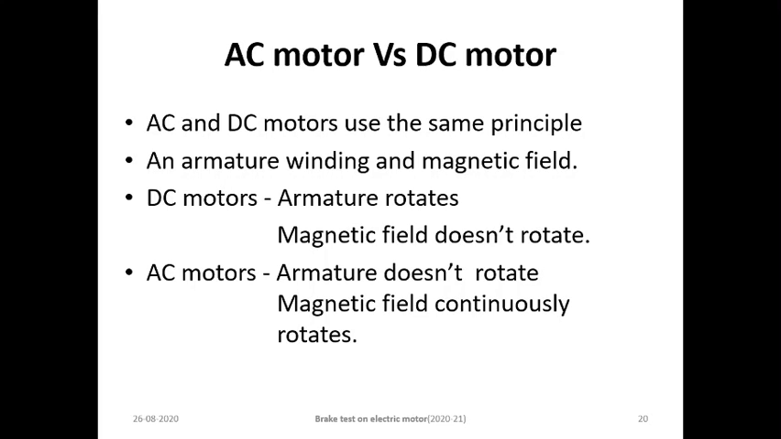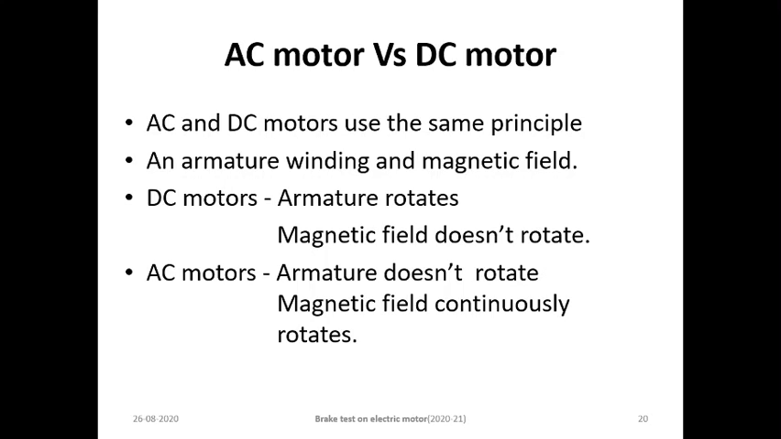Generally, the main difference between an AC motor and a DC motor is this. They use the same principle. It's nothing but the winding and the magnetic field, the armature winding and the magnetic field. There is not much difference between them, but there are some differences between a DC motor and an AC motor.